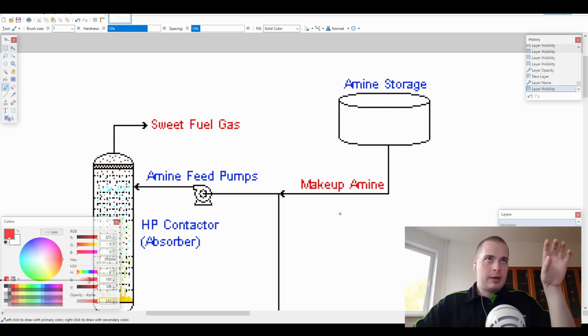And we also have an amine storage tank in the plant, in case we need to add more amine to maintain a good amount of amine in our loop system. So if we ever need to add more amine to our closed loop, then we have amine storage, which can provide us with more amine, makeup amine that is.